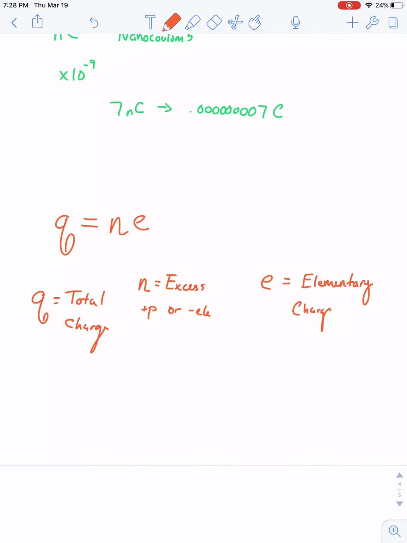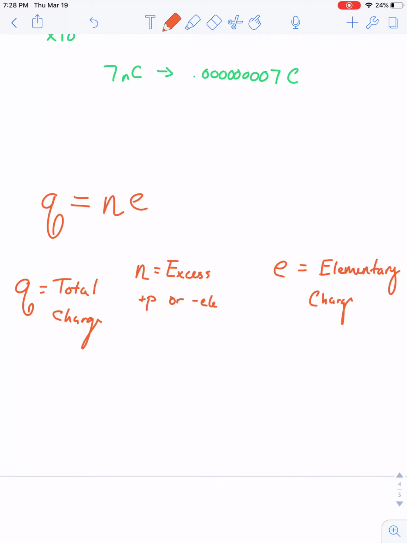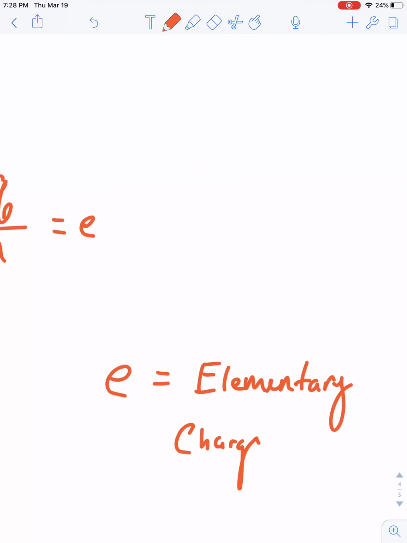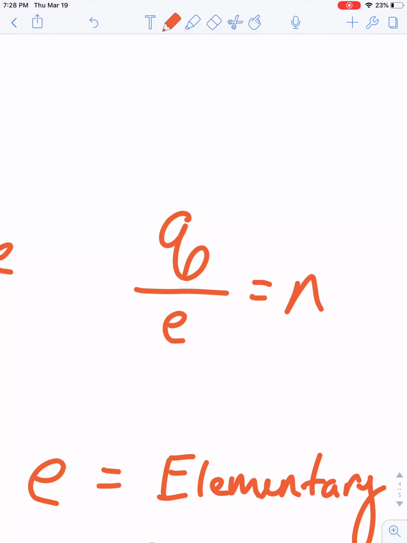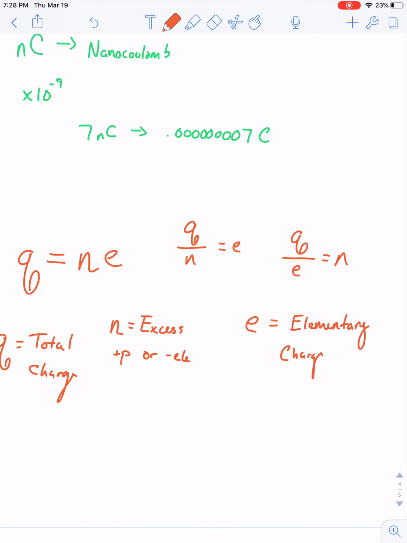Now, this is a pretty simple equation, so you can manipulate it either way to get other information. If you take the charge divided by the number of particles, that should give you the elementary charge, which is a constant. And then if you take the charge and divide it by the elementary charge, it'll give you the number of excess protons or electrons. The two that you're really going to need to use are these two. The middle one, you obviously know what the elementary charge is.